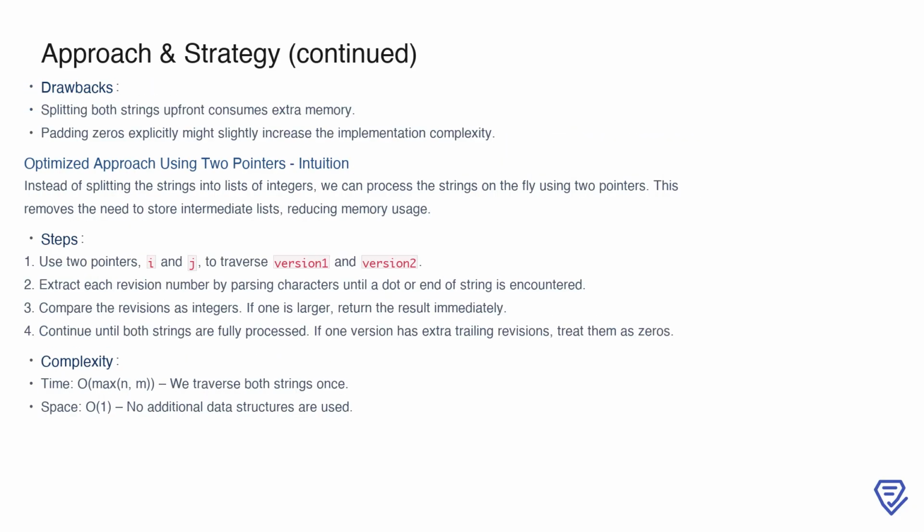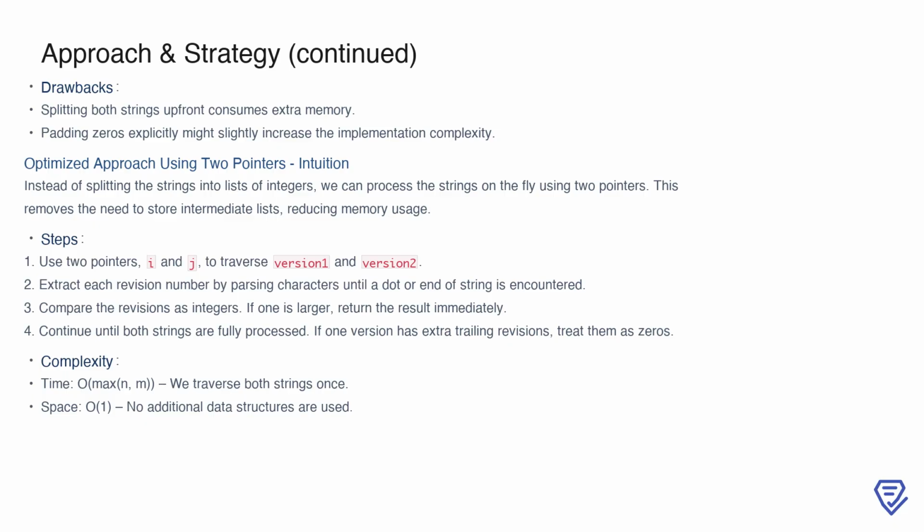One drawback of the brute force solution is that splitting both strings upfront results in additional memory consumption. Furthermore, explicitly padding the shorter version with zeros adds a layer of complexity to the implementation. To address these issues, we can use an optimized approach that avoids the need for intermediate lists altogether. Instead, we process the strings directly using two pointers, which traverse the original version strings.